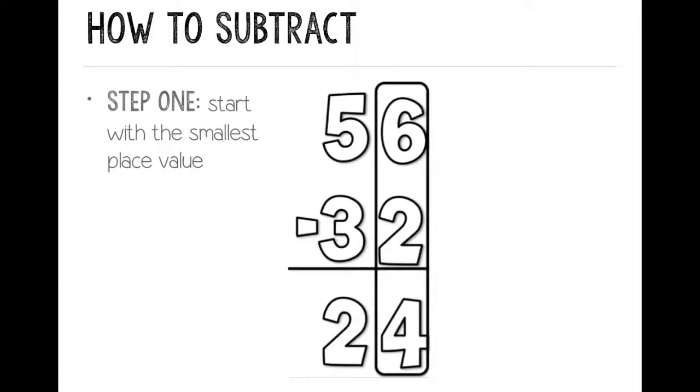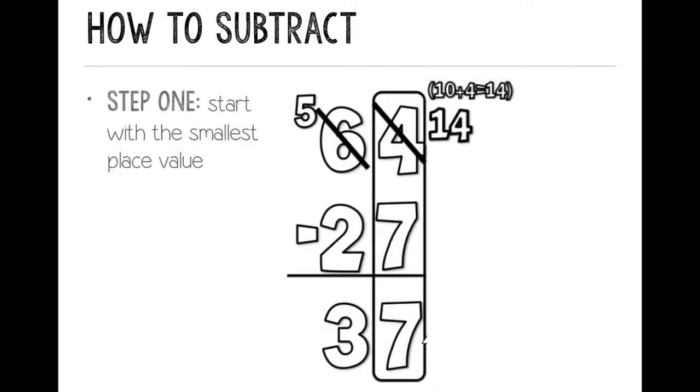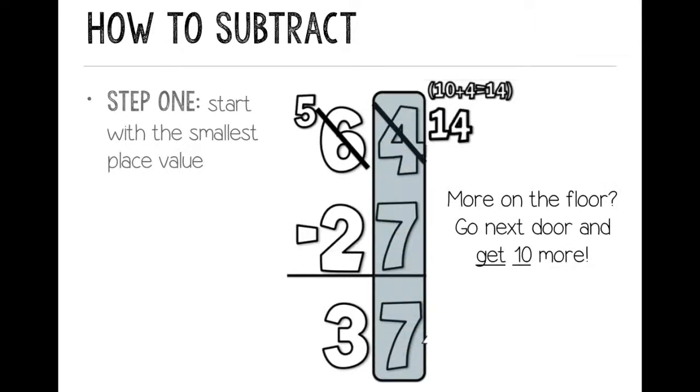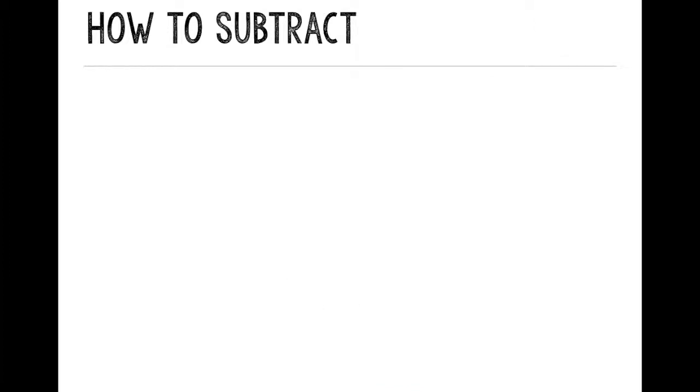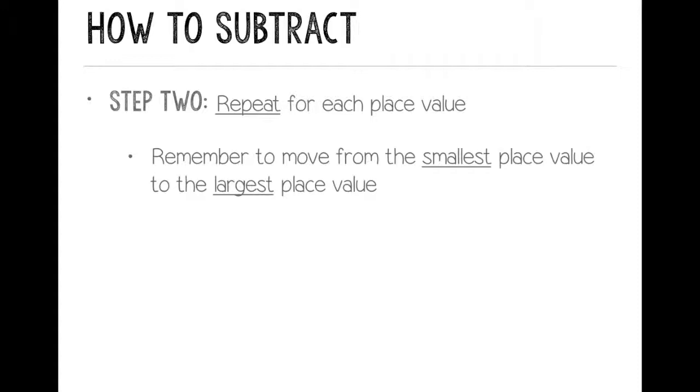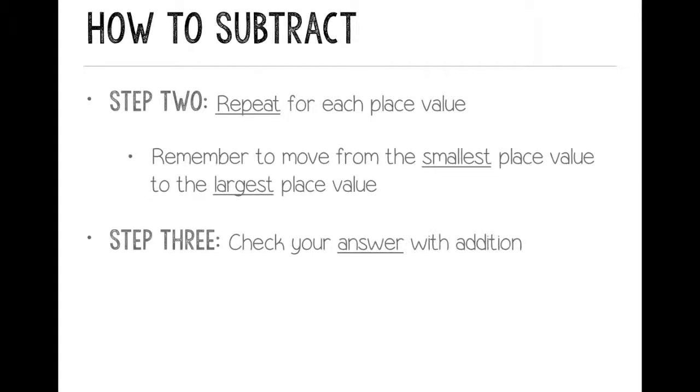If we had 56 minus 32, we look at our ones place, 6 minus 2, there's more on top, so no need to stop. So 6 minus 2 equals 4. Then we go to our tens place, 5 minus 3 equals 2. With 64 minus 27, we look at our ones place, 4 minus 7, there's more on the floor, that means our bottom number is bigger, so we go next door and get 10 more. And that's called borrowing, and we're going to talk about how to do that in just a moment. Then we're going to repeat these steps for each place value, remembering to move from the smallest place value to the largest place value. And our final step is to check your answer with addition.